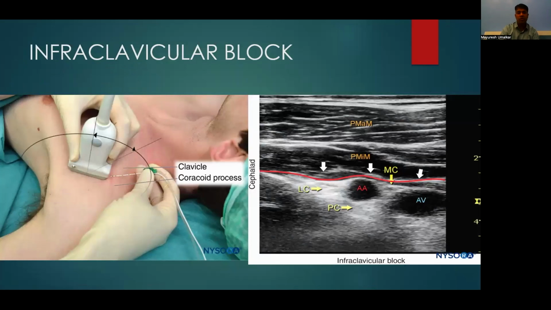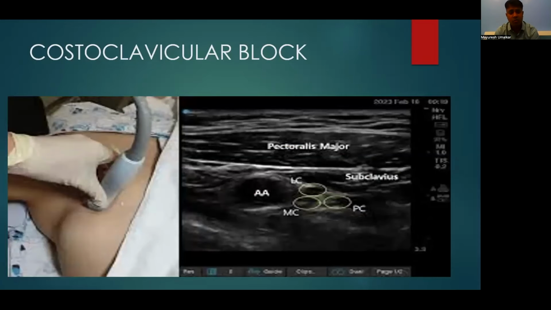Infraclavicular block position, you can see position supine, and we can see pectoralis major muscle, pectoralis minor muscle, and lateral cord, posterior cord, and medial cord just surrounded by the axillary artery. The axillary vein lies a little bit medial, and this is a costoclavicular block. We can see the lateral cord, medial cord, and posterior cord.